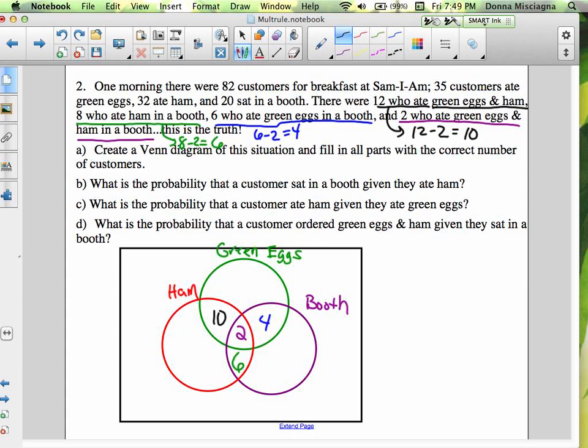All right, now we need to get the number of people who ate green eggs but not ham and did not sit in a booth, the number that ate ham but not the green eggs and did not sit in a booth, and the people like me who did not eat the green eggs and ham but sat in the booth. All right, so now let's see what we have left. Let's just keep reading backwards.